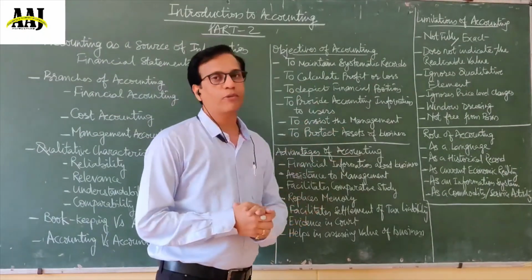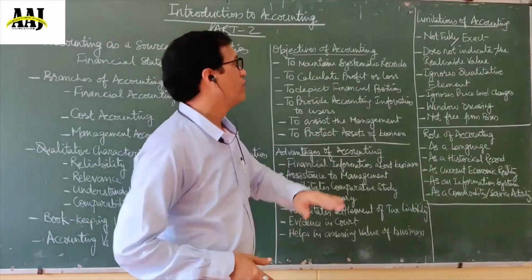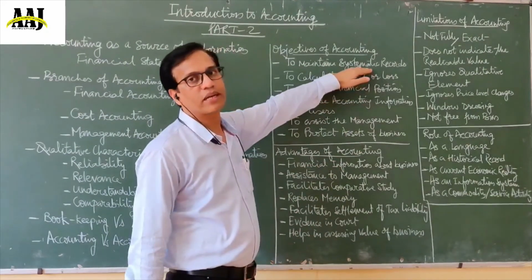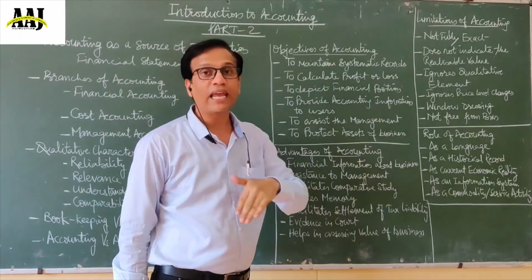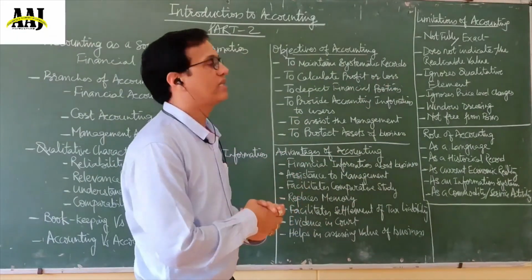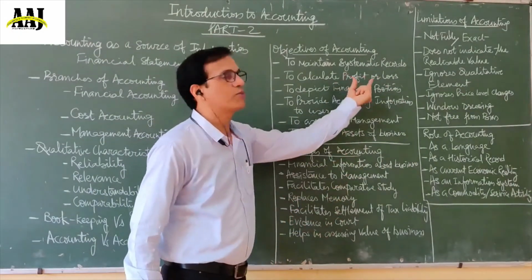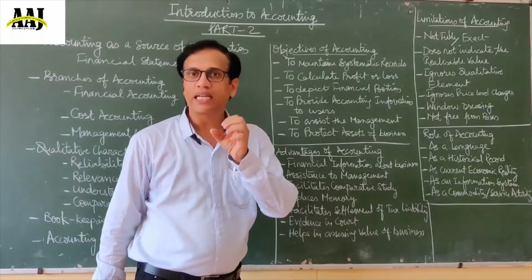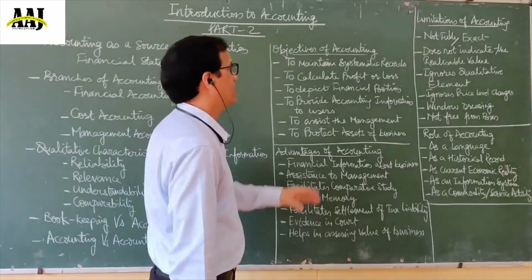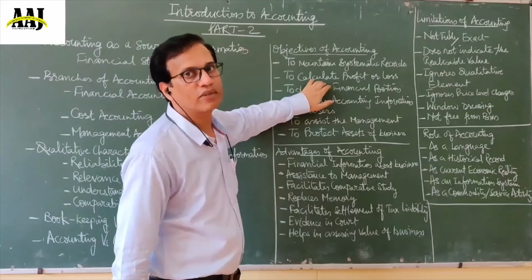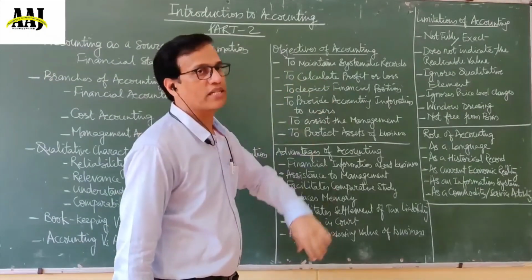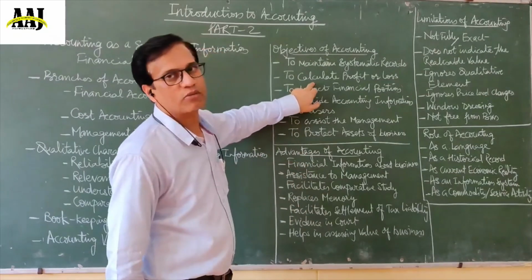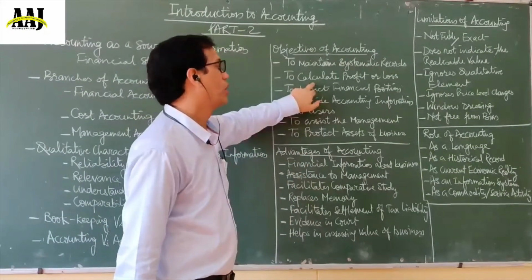Then to calculate profit or loss is the second objective. With the help of the systematic records maintained here, accounting aims to calculate the amount of profit or loss, and for this purpose an income statement is prepared at the end of the year or at the end of the accounting process. That is part of the financial statements. So another objective is to calculate profit or loss.